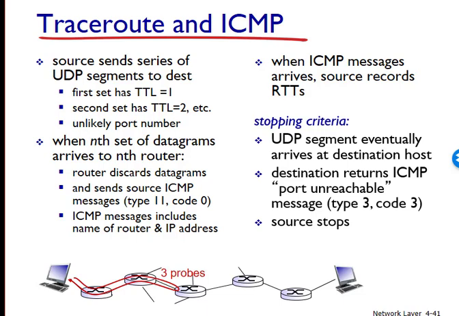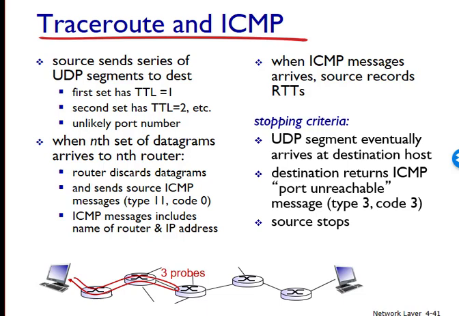When the nth datagram arrives at the nth router, the router observes that the time to live of the datagram has just expired. According to the rules of the IP protocol, the router discards the datagram and sends an ICMP warning message to the source, type 11, code 0. This warning message includes the name of the router and its IP address. When this ICMP message arrives back at the source, it obtains the round-trip time from the timer and the name and the IP address of the nth router from the ICMP message. How does a traceroute source know when to stop sending UDP segments?